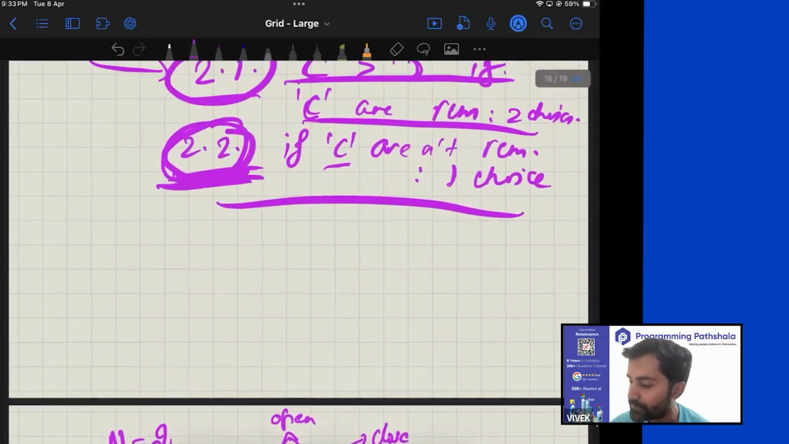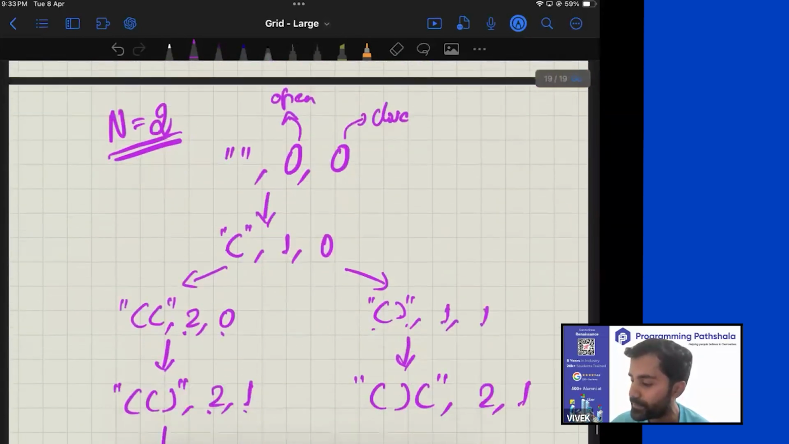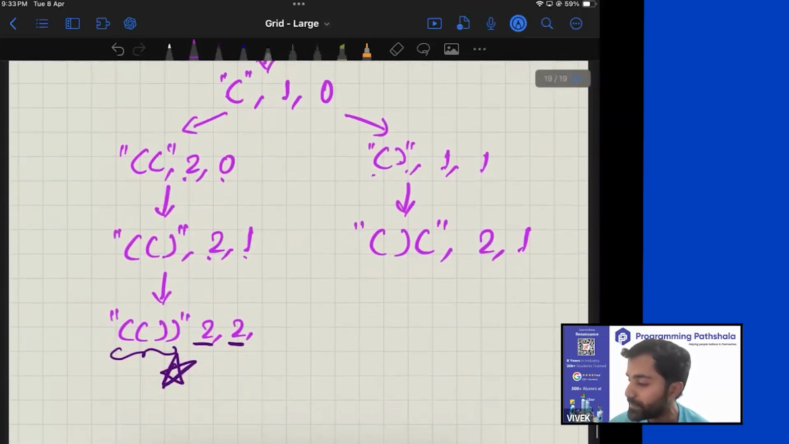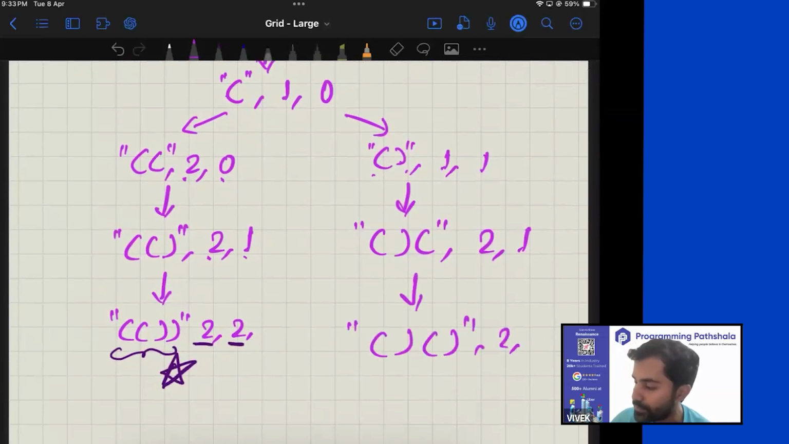It falls in this category where the count of opening is greater, but you have used up all the opening braces. If you have used up all the opening braces, there is only one choice, that now you put a closing brace, and now the count becomes 2, 2. And now again, this is your base case.